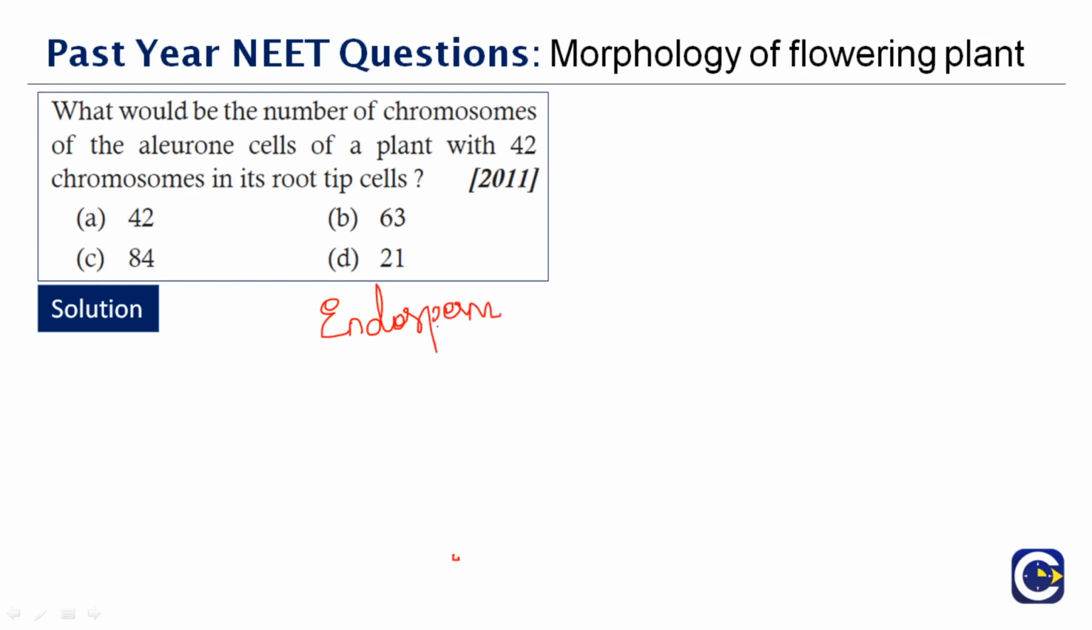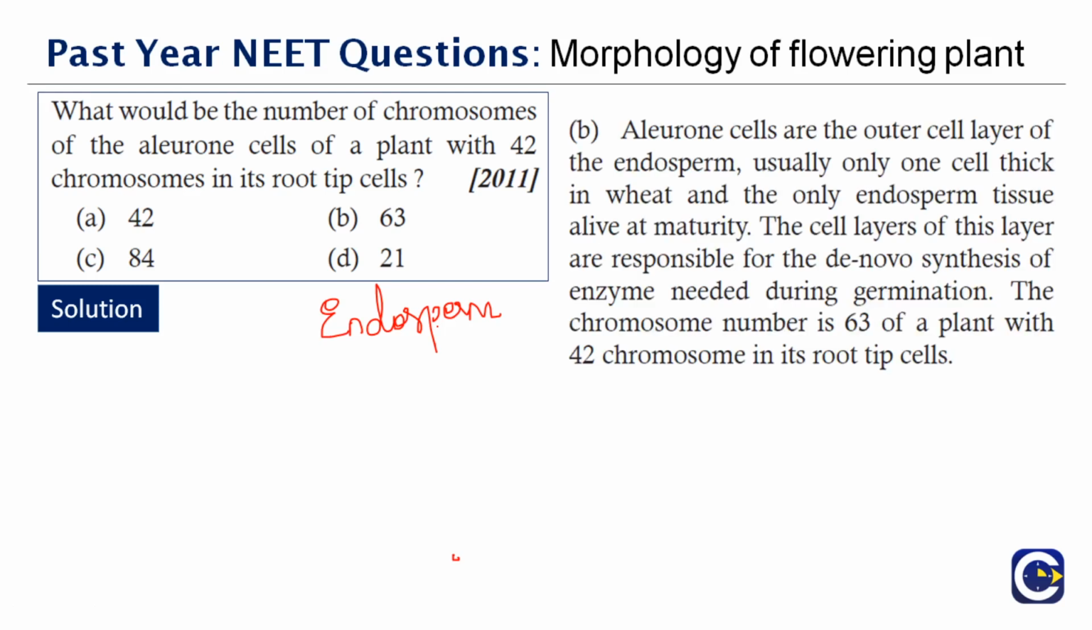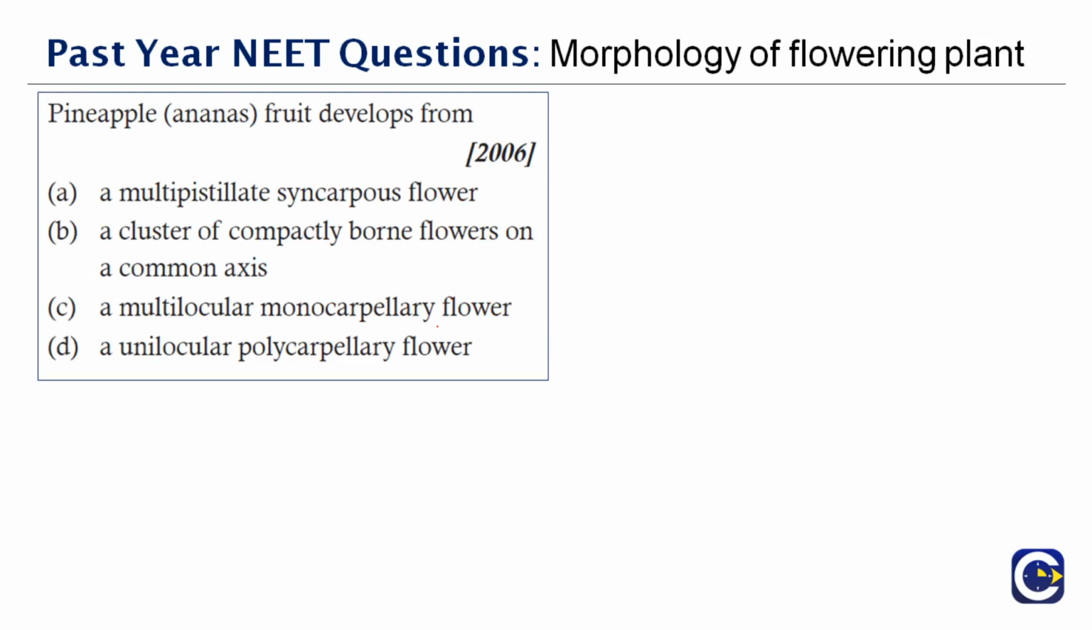Usually one cell thick in wheat, and the only endosperm tissue alive at maturity. The cells of this layer are responsible for the de novo synthesis of the enzymes needed during germination. So the chromosome number is 63 for the plant which has 42 chromosomes in its root tip cells. Therefore, the answer is 63. So what are these cells actually? They are the outer layer cells of the endosperm that you have to remember, otherwise you'll not be able to answer this question.